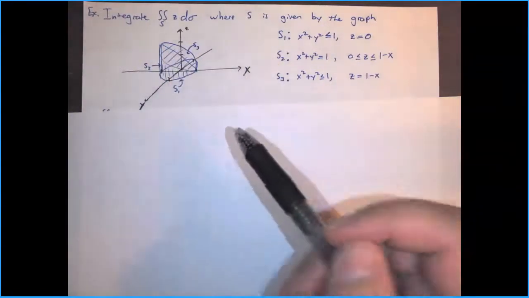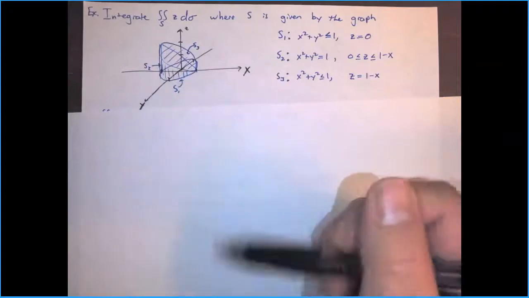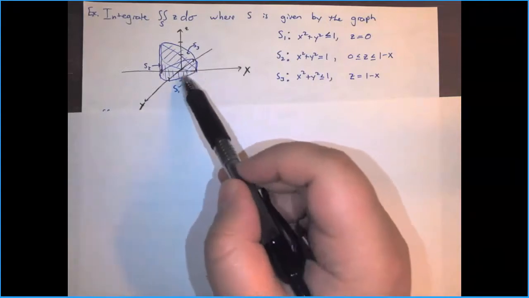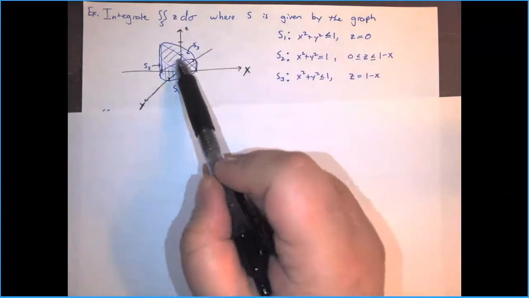The surface itself is not smooth. I have these boundary regions. I have this circle here and this oval here, this ellipse, where it's not smooth, but it can be broken into 3 smooth pieces. And the 3 smooth pieces of this curve are the intersection of this solid with the xy plane, which is this disk, this S1, the bottom of it.